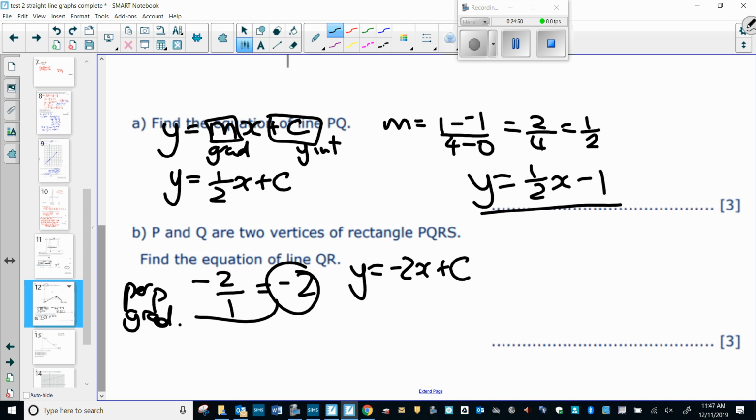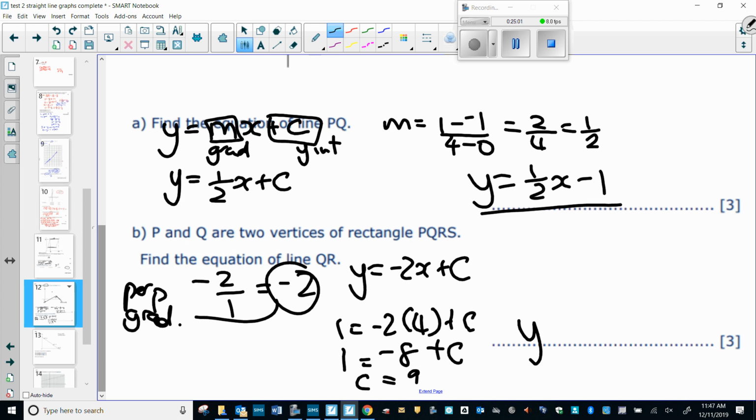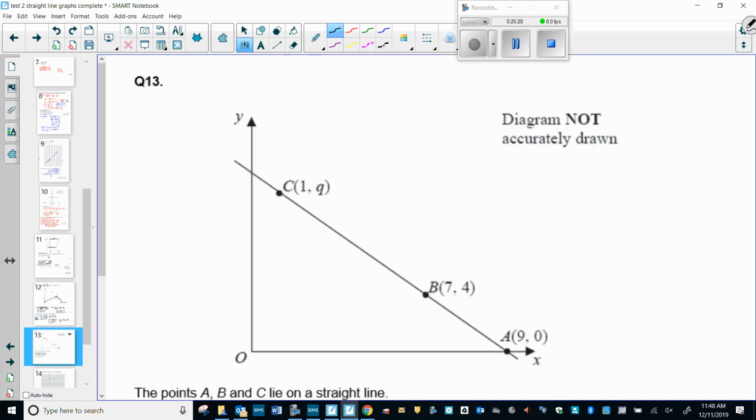So, you're going to substitute that value in. So, we've got 1 equals -2 lots of 4 plus c. So 1 equals negative 8 plus c, so c ends up to be 9. So we've got y equals negative 2x plus 9. You said it matters which one because it's the line QR. The gradient of the line P, whatever the other letter would be, is also negative 2, but they specifically said that one.